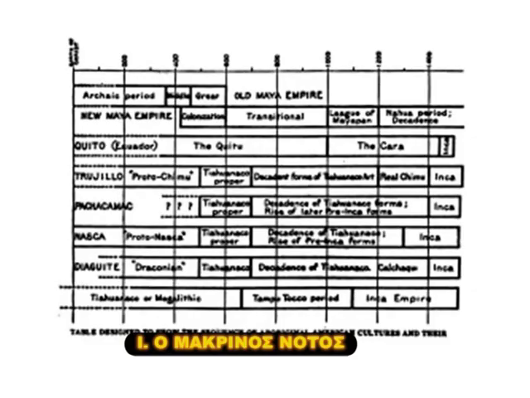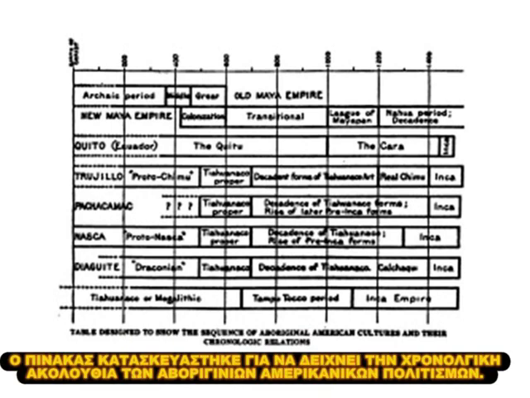The Pampas to the Land of Fire. The Far South. Table designed to show the sequence of Aboriginal American cultures and their chronologic relations.